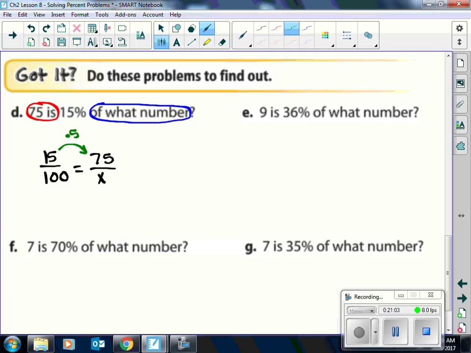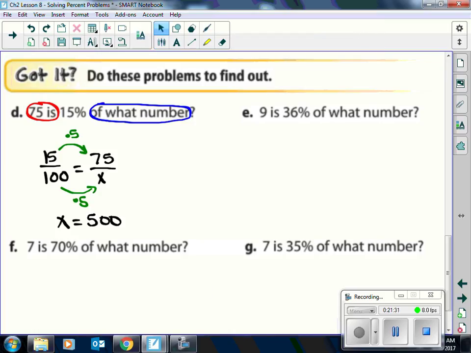Times 5. Very good. And if I multiply times 5, does everybody notice that I use the dot here and not the x? Because I have an x right here, right? So if I multiply times 5 up there, I have to multiply times 5 down here. So 100 times 5 is 500. So x is equal to 500. Is everybody with me? Good.